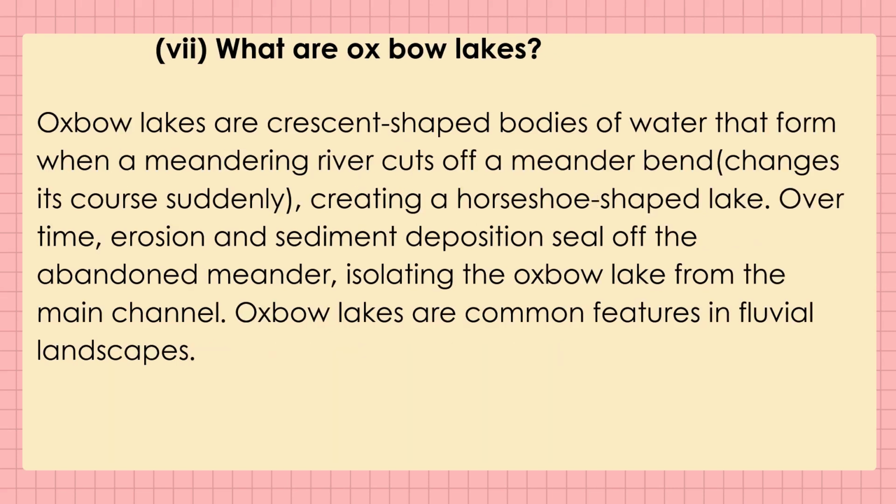What are oxbow lakes? Oxbow lakes are crescent-shaped bodies of water that form when a meandering river cuts off a meander bend, creating a horseshoe-shaped lake. Over time, erosion and sediment deposition seal up the abandoned meander, isolating the oxbow lake from the main channel. Oxbow lakes are common features in fluvial landscapes.